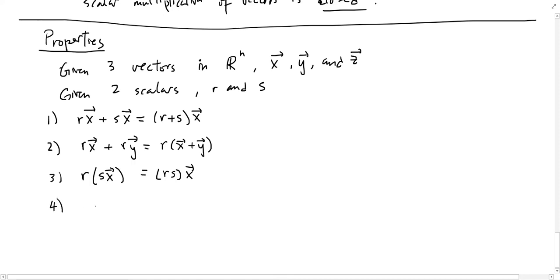Number four says the following. When you take vector x plus vector y, well, guess what? It's the same as vector y plus vector x. And a lot of you can identify this as the commutative property.